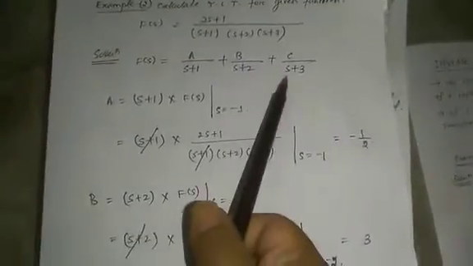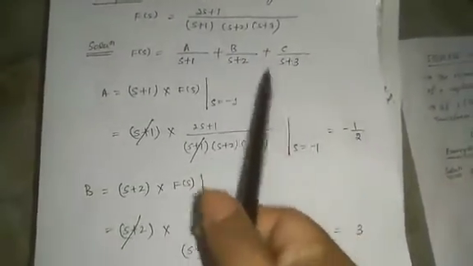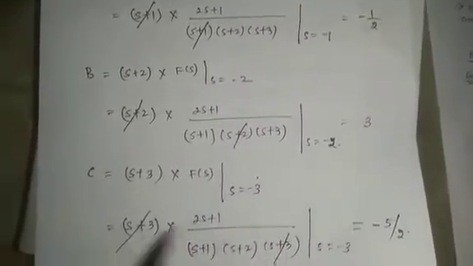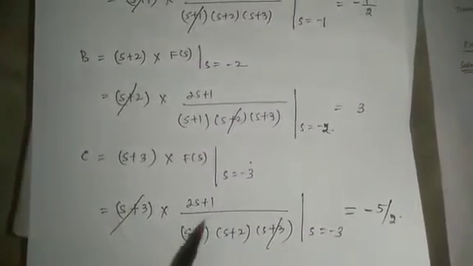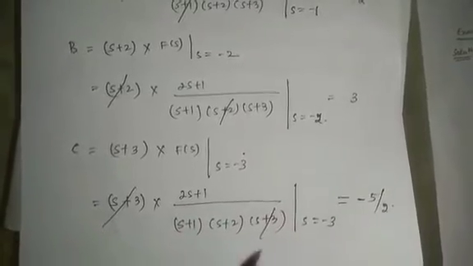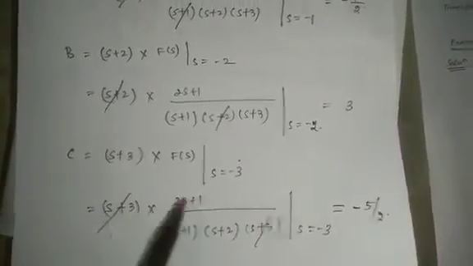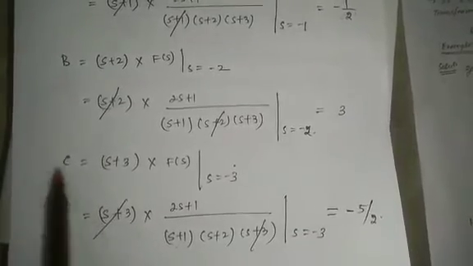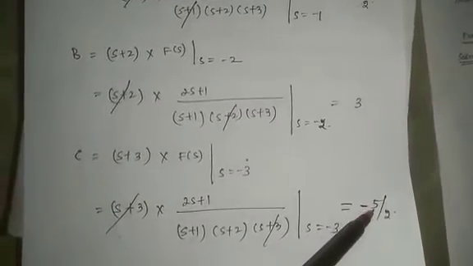Similarly you calculate c. What is the denominator of this function? S plus 3. Here c is equal to s plus 3 into f of s, and here s plus 3 is equal to 0, means you put s is equal to minus 3. Here you put just f of s. Now s plus 3 cancels out, in the rest part at the place of s you just put minus 3, you can get easily c is equal to minus 5 by 2.